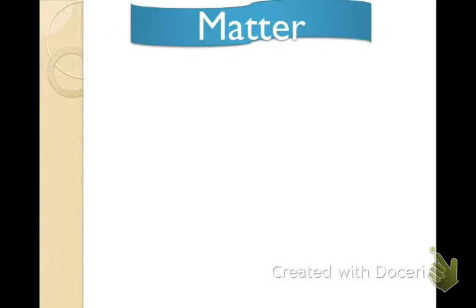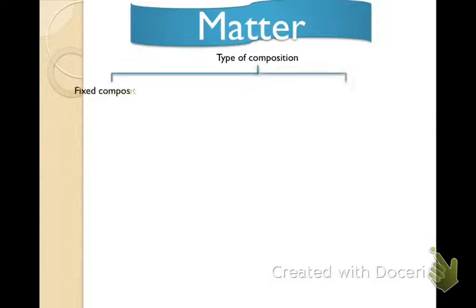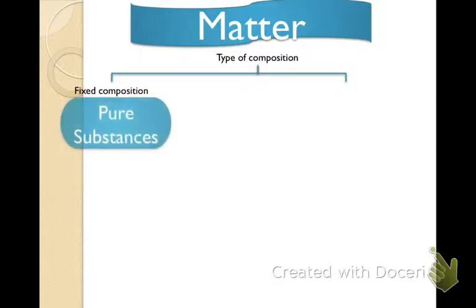So we have a flow chart that we're going to form here. Go ahead and draw it with me. I usually do about maybe 10 lines worth or spaces worth, but you can just do this as a draft if you need to. So when we look at matter, we look at its type of composition. We have two different types. One is fixed composition. For fixed composition, we call them pure substances. And fixed composition is anything that is always going to be the same ratio of different elements.